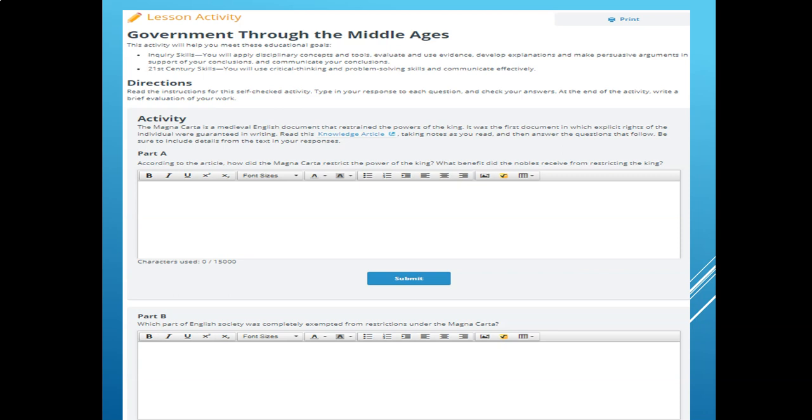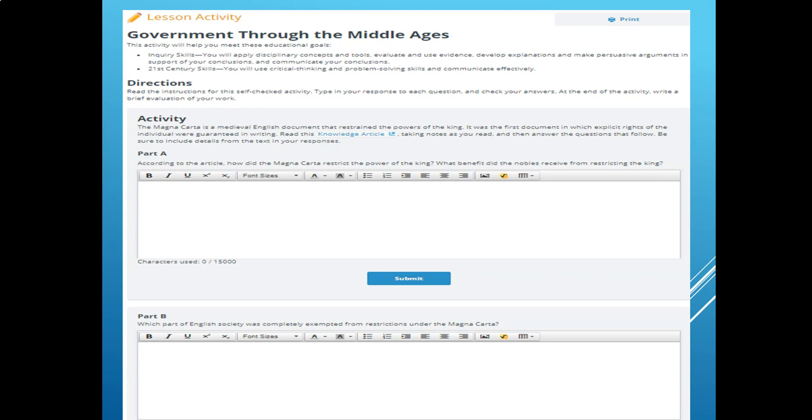Now we are actually going to take a few minutes so we can review your lesson activities for this tutorial. And the first questions have to do with government through the Middle Ages. You actually have 2 questions on this slide. And question number 1 says, according to the article, which you should have read already, how did the Magna Carta restrict the power of the king?